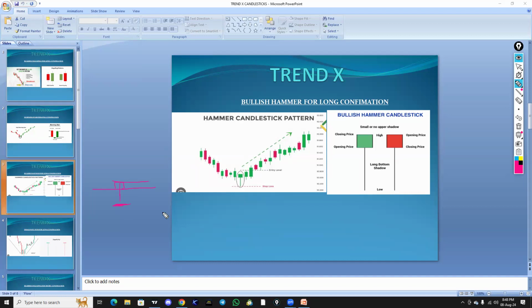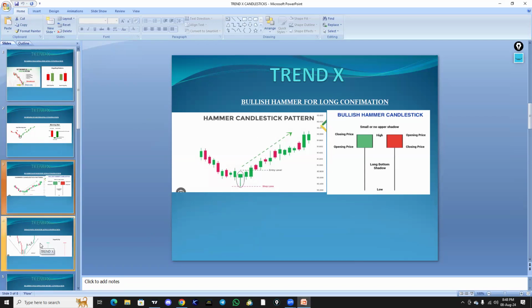All the candles I'm showing you, when they fail, the next candle or after any 2-3 candles, any candle closing below this, then this setup has failed. You should remember, this is a very valid point. This is a bullish hammer. This is all for long positions, which I'm showing you right now.